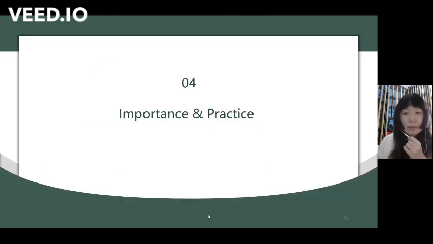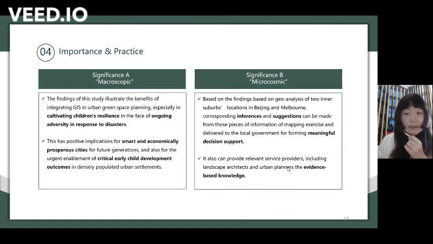After the discussion of the findings, let's talk about the importance and practice of this research. The significance of this research can be summarized as two aspects, macro and micro. In terms of macro, the findings of this study illustrate the benefits of integrating GIS in urban green spaces planning, especially in cultivating children's resilience in the face of ongoing adversity in response to disasters.